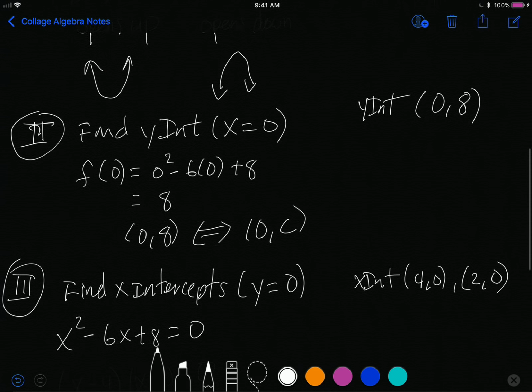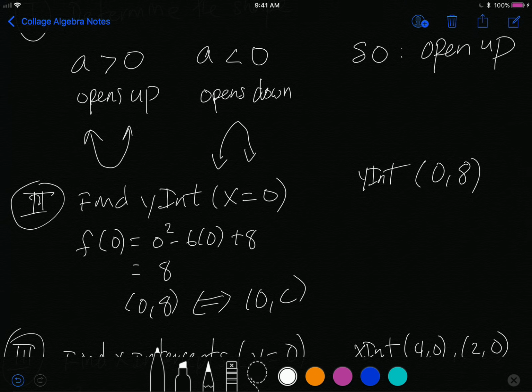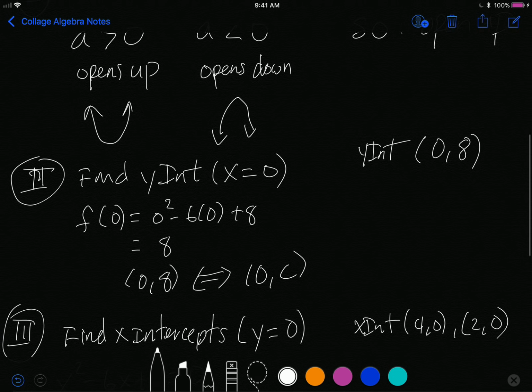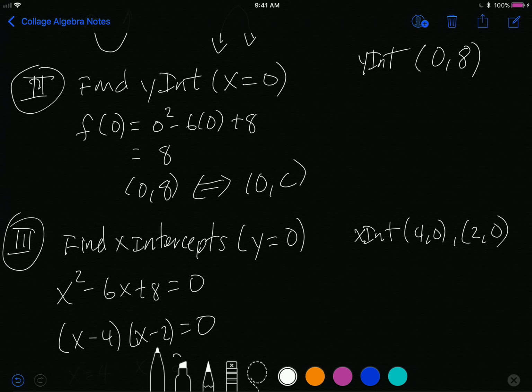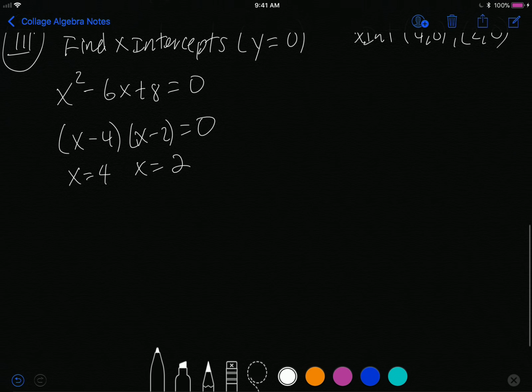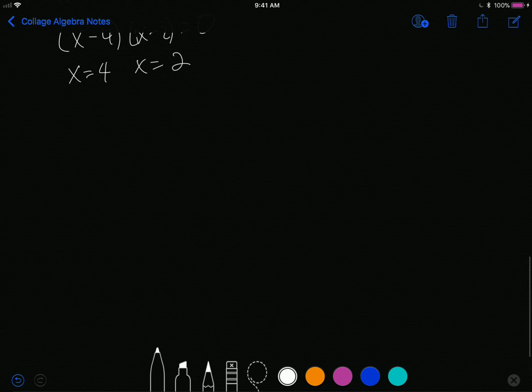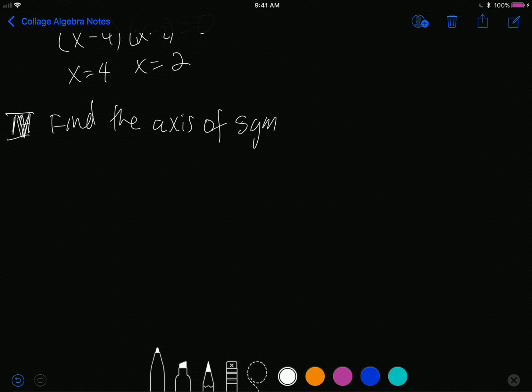As you can see, we were getting information about our parabola. It opens upwards. Y-intercept (0, 8). X-intercepts (4, 0) and (2, 0). The next step, step 4, is to find the axis of symmetry.